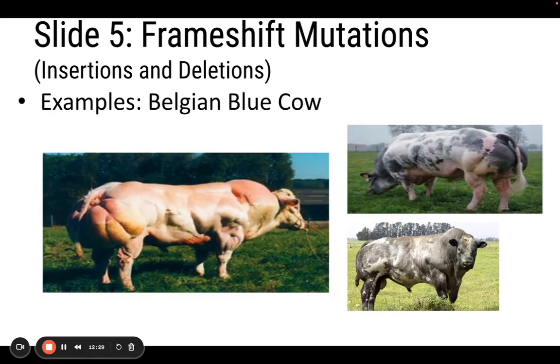An example of a frameshift mutation can be seen here in the Belgian blue cow. This mutation that is expressed by this cow was caused by a frameshift mutation. You can see here that this mutation affects muscle growth. The mutation occurs in the myostatin gene, which controls muscle growth. So this one mutation leads to a 20% increase in muscle growth. And there are some farmers who intentionally breed this form of cattle for meat production because of that increase in muscle mass. That is the end of our video notes for this section.